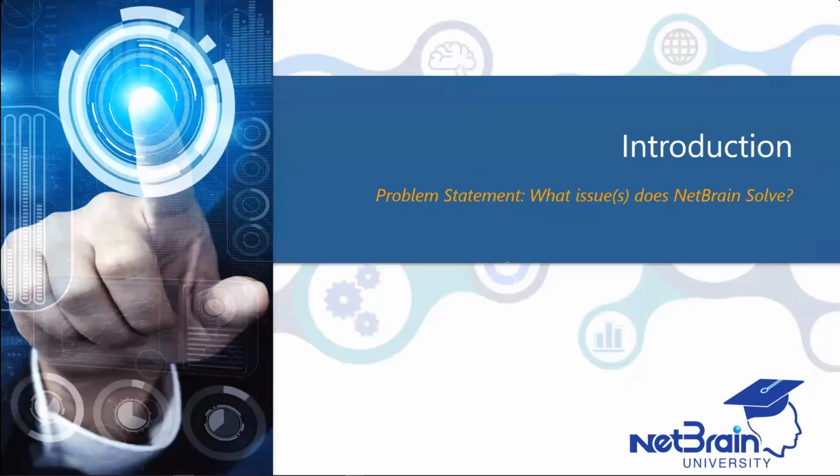All right, so what is this thing? Why are we here? NetBrain is an adaptive network automation platform. Fantastic. What does that actually mean? The best way to explain NetBrain that I've come across is to start at the beginning.